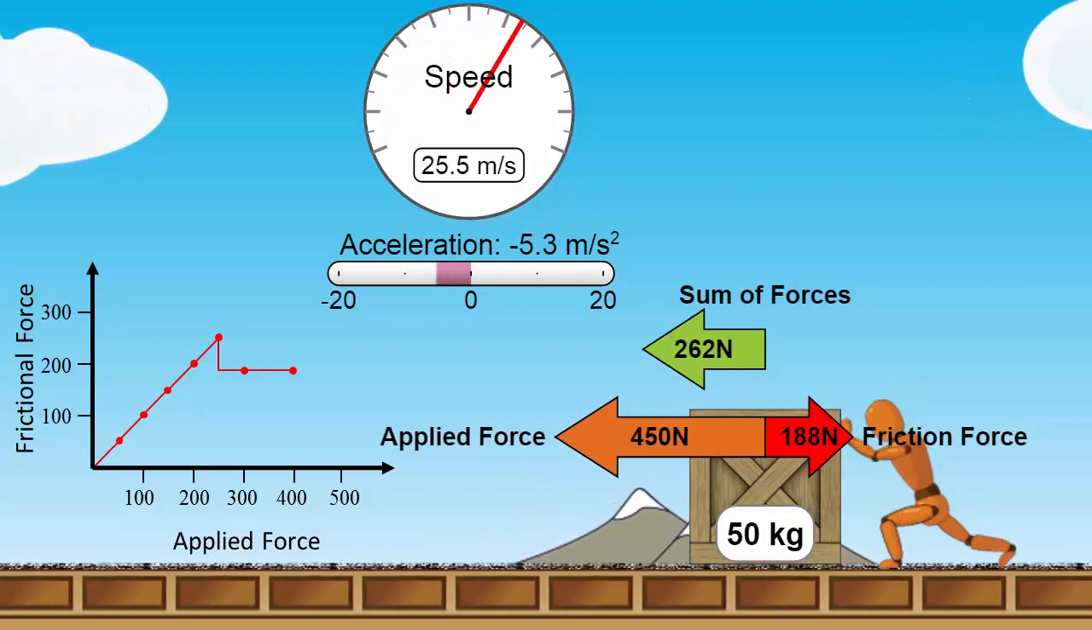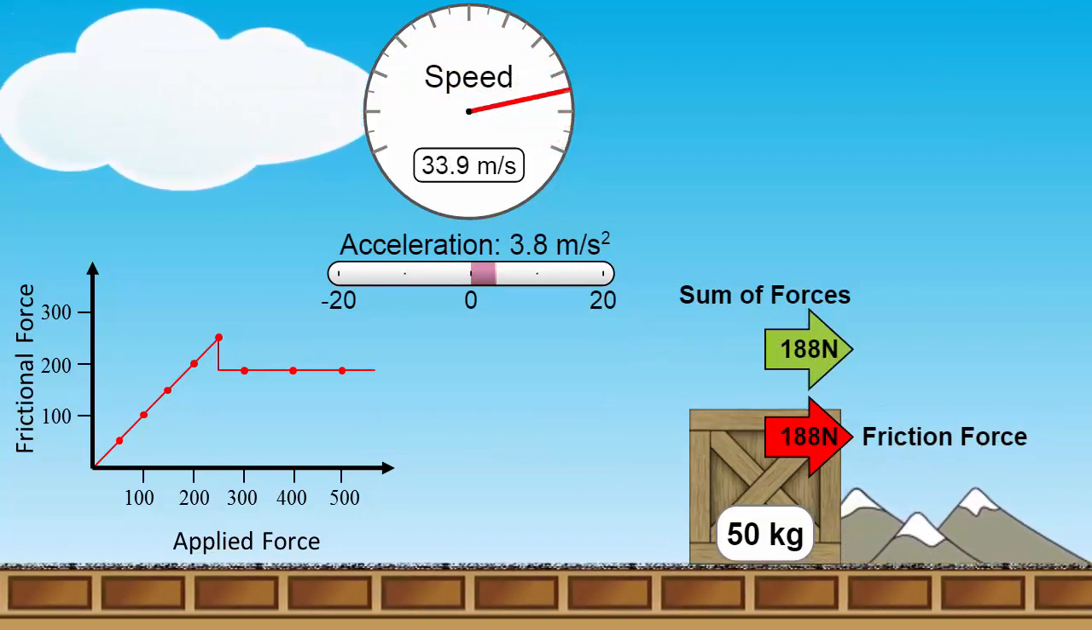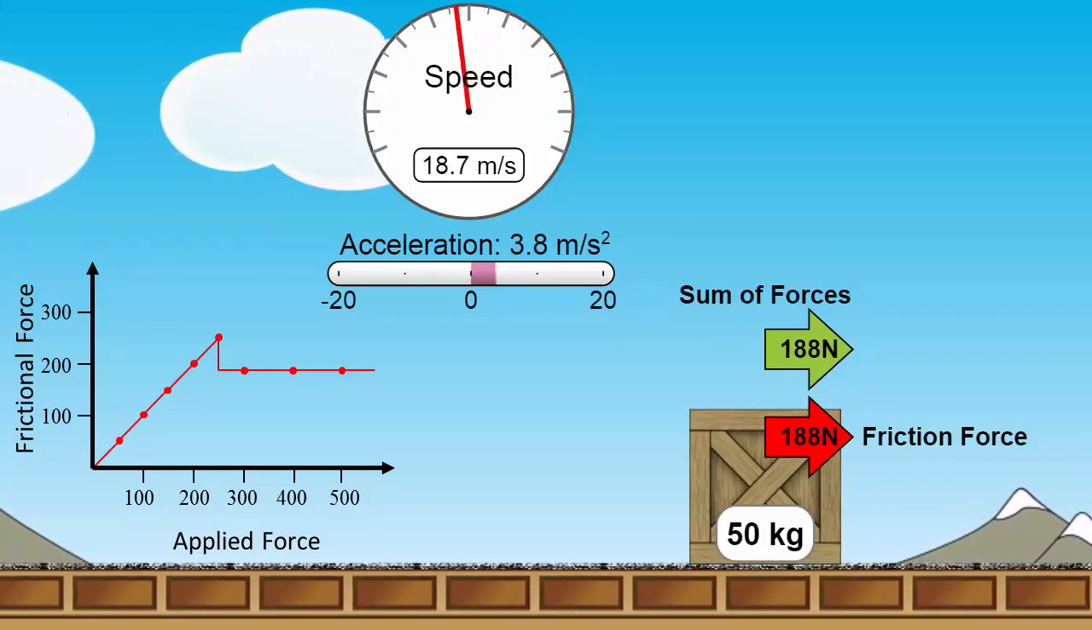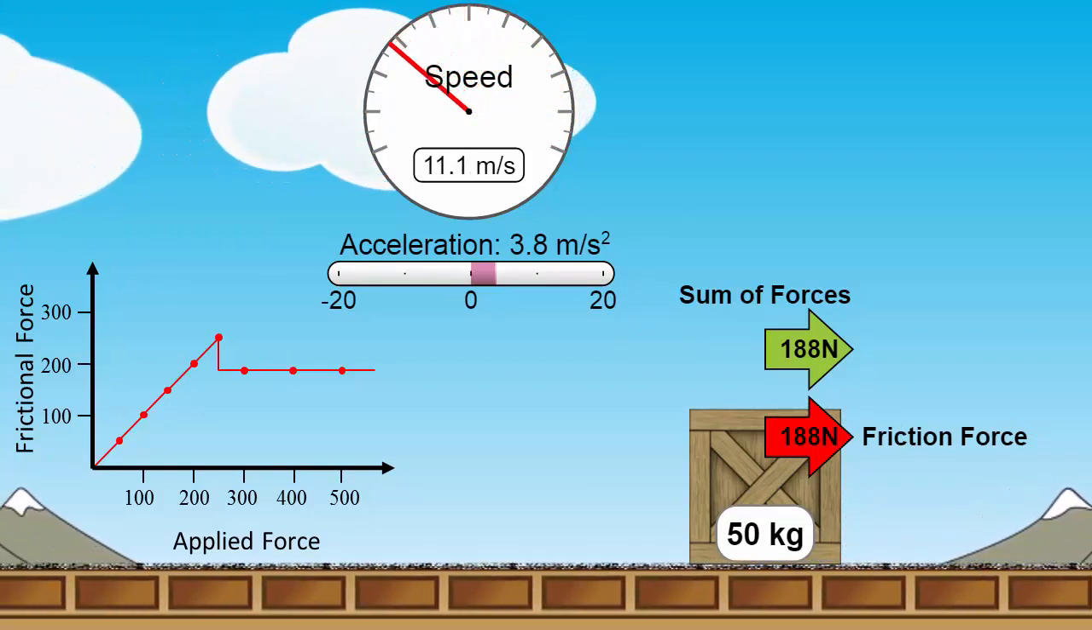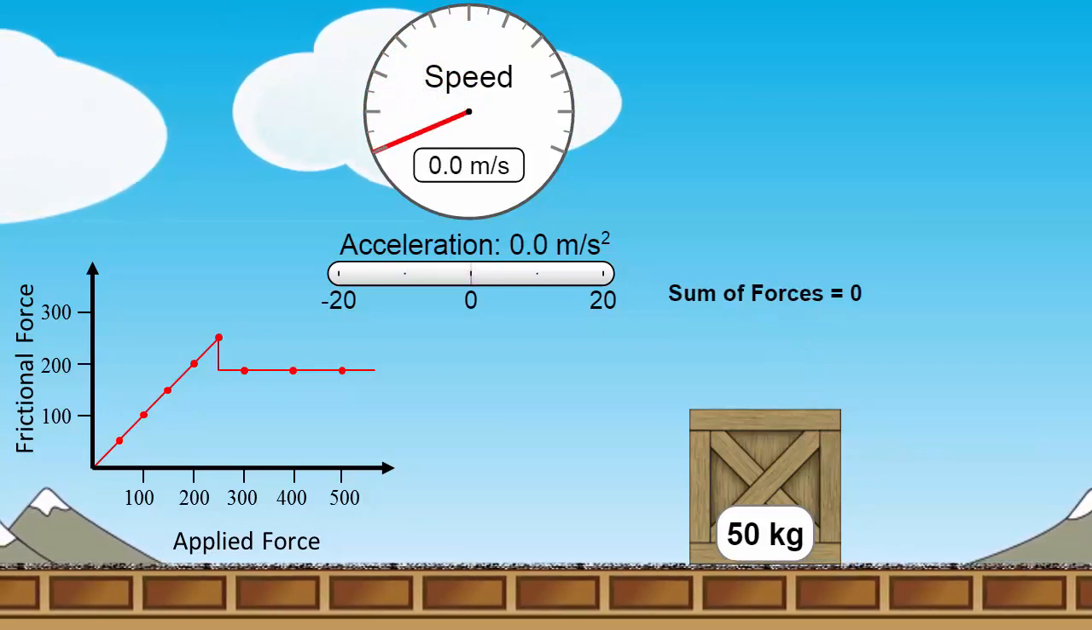At this point, any increase in the applied force results in an increase in the net force and thus an increase in acceleration. The box starts to increase in speed. If you remove the applied force, the box will begin to slow down and eventually come to a rest.